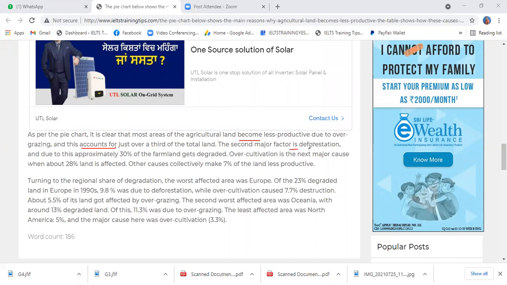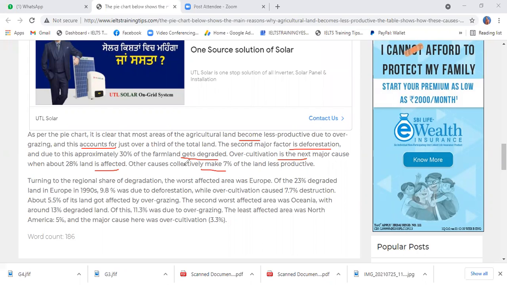The second major factor is deforestation. "Gets degraded", simple present tense. "Is the next major cause", "is affected", "collectively make". So all these things represent the simple present tense, and nowhere have I used another tense here. That's why I told you to group that in simple present tense. Simple present tense should be written in one particular paragraph. The other tense, the past tense, will be written in the second paragraph here.